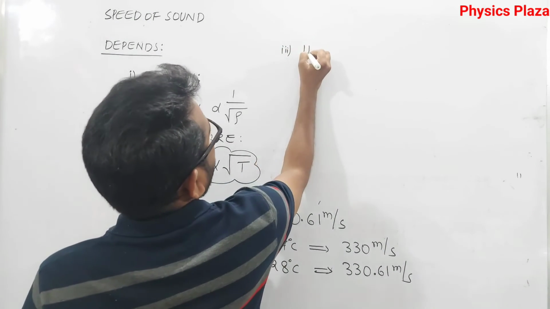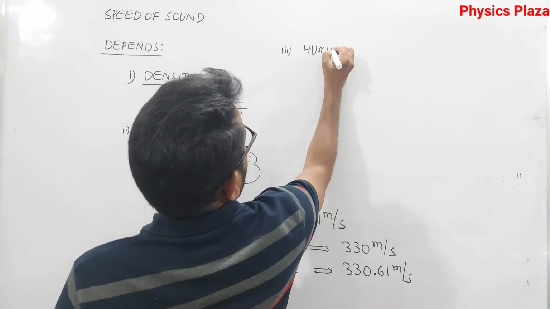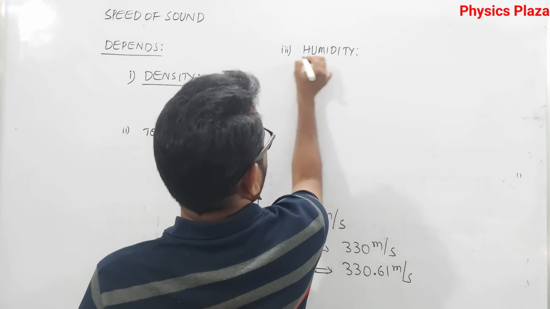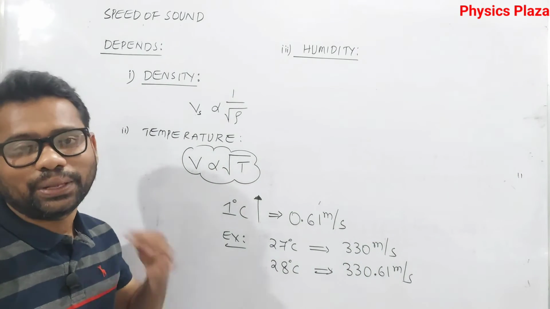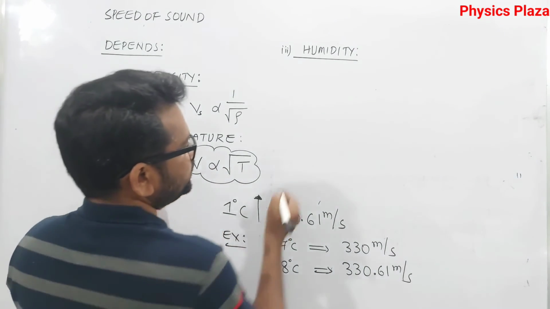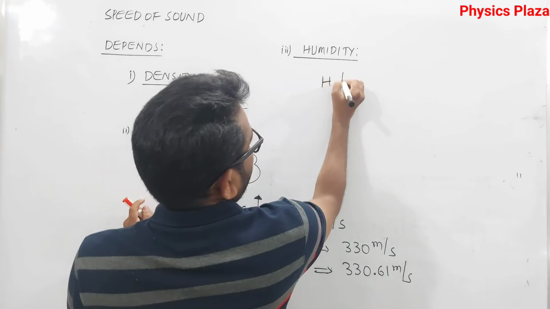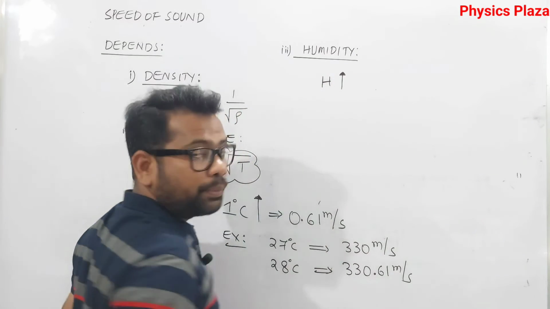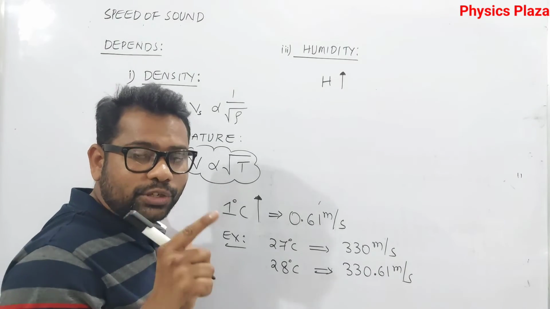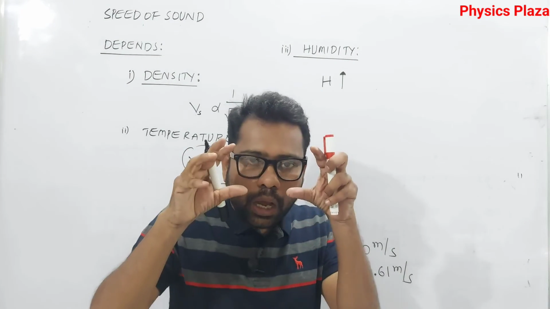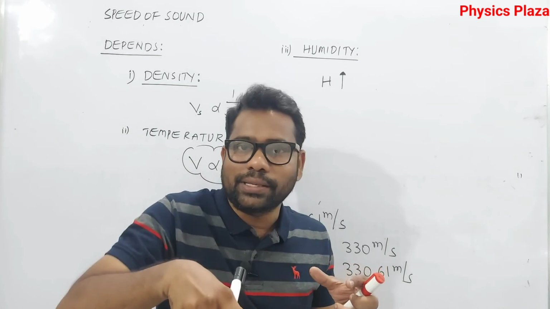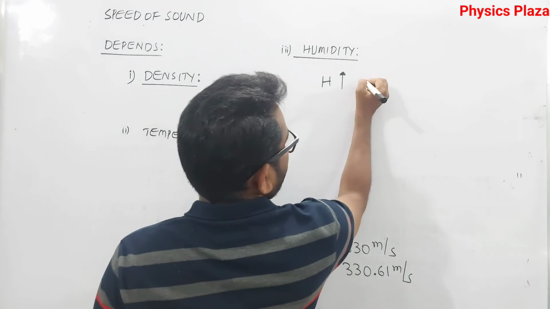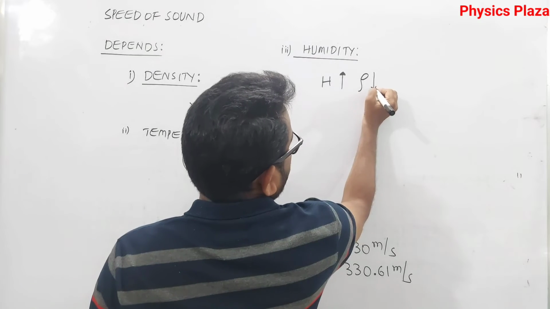And children, the third factor is humidity. Again here we need to understand the density of the air only. The very important thing, children: if humidity is increased, what happens to the density of air? Humidity increased means the amount of water molecules increases, means air molecules decrease, which means the density of air decreases.